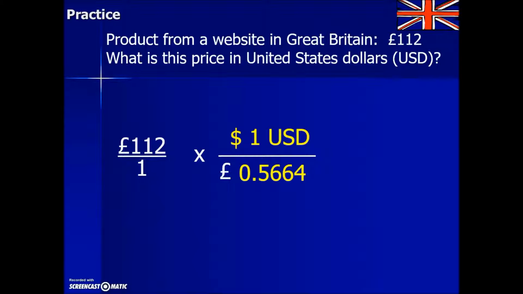We now can do the fraction multiplication by simplifying common factors in the numerator and the denominator, and then multiplying numerator values and denominator values, and then simplifying by dividing the numerator, the top number, by the bottom number. So something in Great Britain costing 112 pounds is going to cost just a little under $200 in the United States.